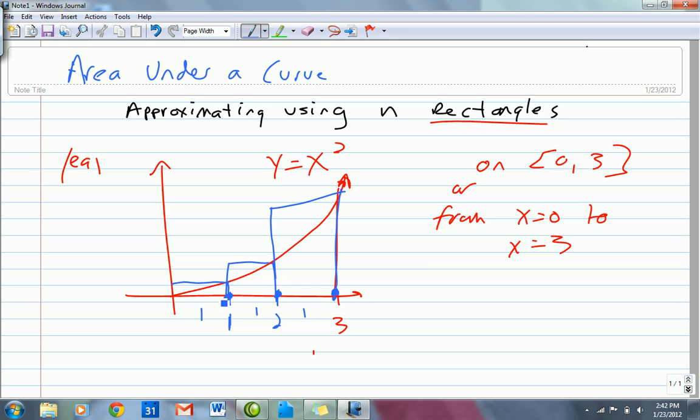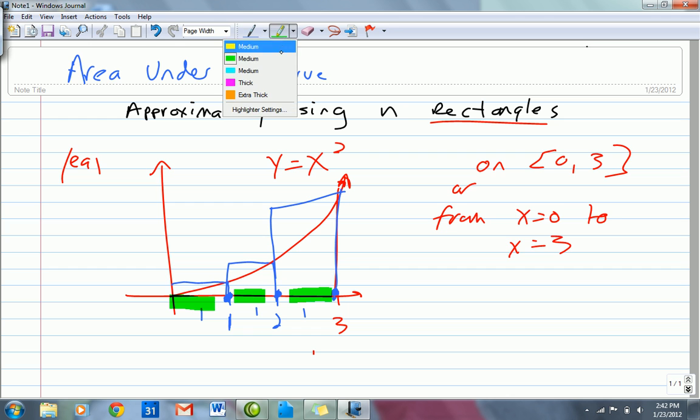You can tag anywhere along each of the intervals, but it's nice, at least for organizational sake, to keep things consistent. Okay, I have a nice base for each rectangle of 1, just because I chose for it to be 1. Three rectangles evenly partition the interval 0 to 3. And I just chose to have as my heights the right endpoints of each subinterval. So I tagged 1, that's the height of my first; tag 2, the height of my second; tag 3, the height of my third.